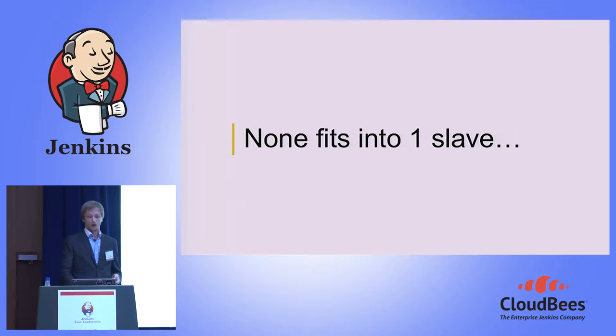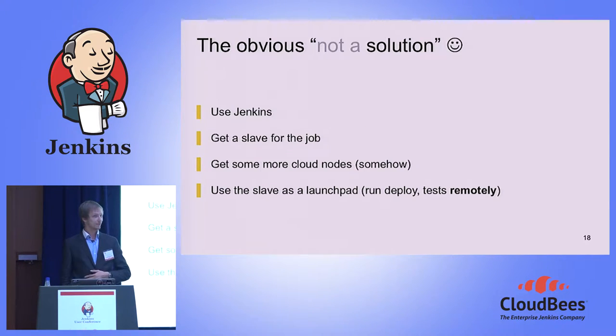and why shouldn't we use it? So we thought a little, and the first obvious solution, which was really not a solution, which came to our mind, was that we take Jenkins, we get a slave for the job with the usual workflow, like with JClouds from the cloud, from OpenStack. Then we use that slave as a launchpad, and we should somehow get some more cloud nodes, not manually, of course not manually. We download tests there, we download the installation deployment tool there, and it then connects to other slaves which we somehow have deployed, and tests and performs that job.